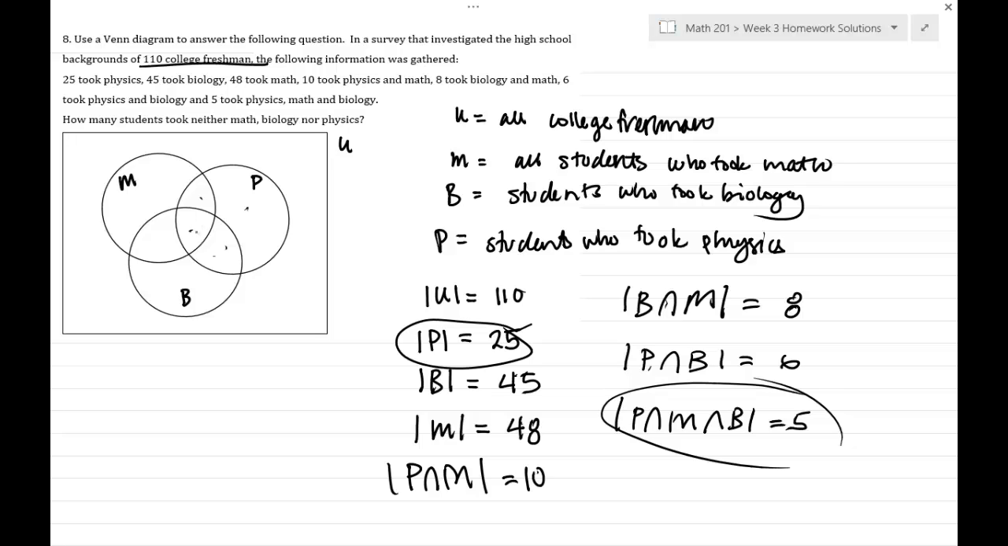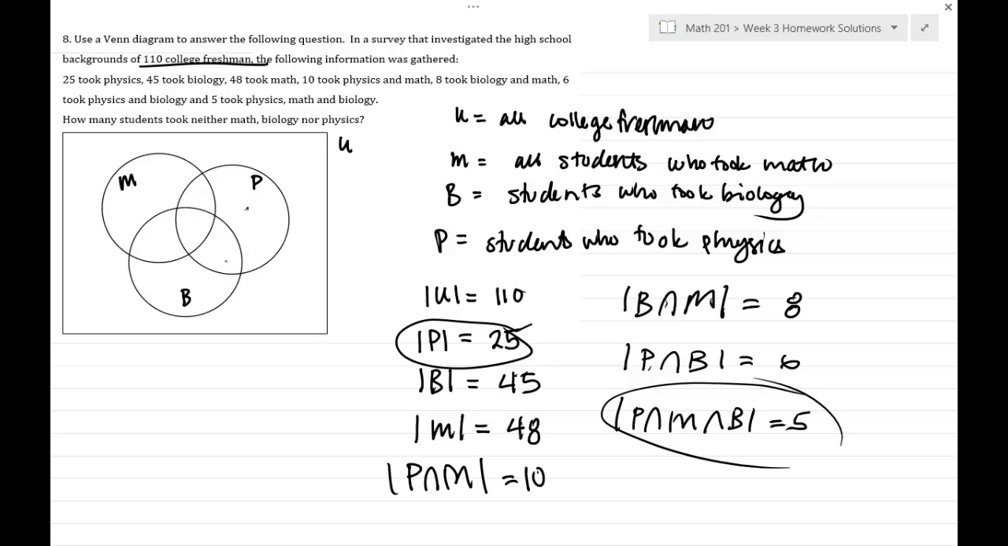So P intersect B intersect M only touches one region, this very center region here. So then I know something about this region. If I have something about the intersection of two sets, I'm just looking at 2 regions here. So if I know how many is in here, I can subtract this one to get this guy. And then you just work from the inside out.